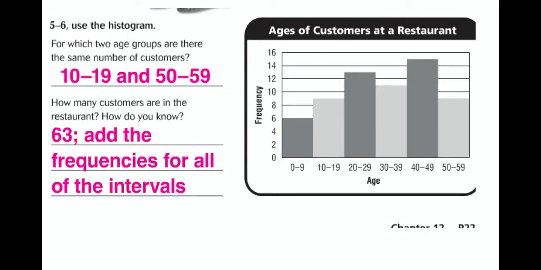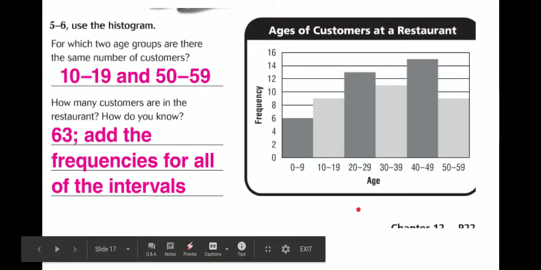So for this one, you wanted 2 age groups where you had the same number of customers. That would be your 10 to 19 and your 50 to 59. They both had exactly 9. And you could actually take a piece of paper, if this was in your book, you could actually put this on your screen too. And if you laid it across, these should line up with each other. Nice straight line.